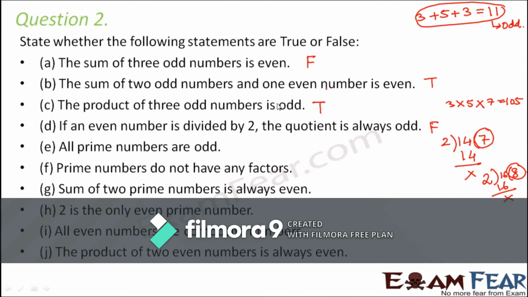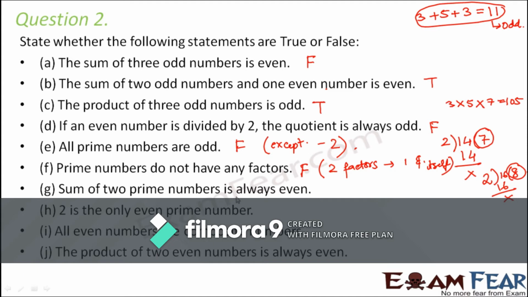All prime numbers are odd. Do you think that all prime numbers are odd? Most of the prime numbers are odd, but not all. That's because there is an exception. And what is that exception? That is 2, because 2 is a prime number which is even. Prime numbers do not have any factors. That is absolutely false, because prime numbers have two factors every time. And what are those two factors? 1 and itself.